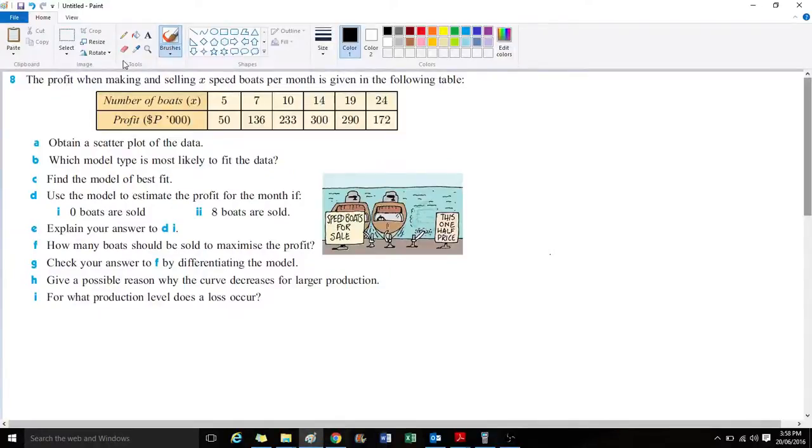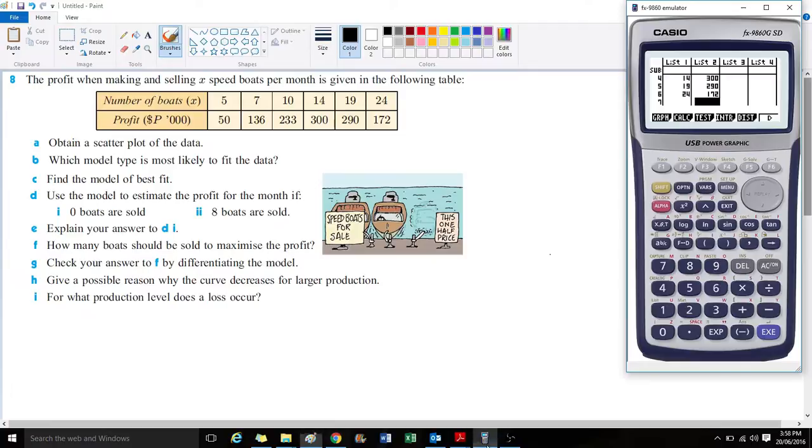Okay, so again we have a modelling problem. The profit when making and selling X number of speedboats per month is given in the following table. Obtain a scatter plot of the data. Okay. Cool, looks fairly quadratic. Which model type is most likely to fit the data?